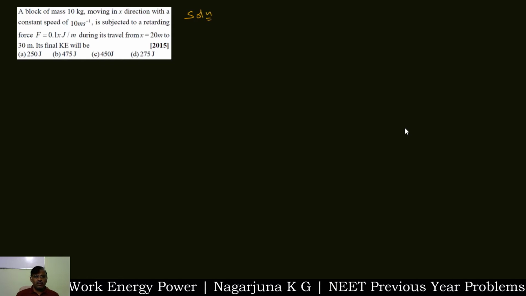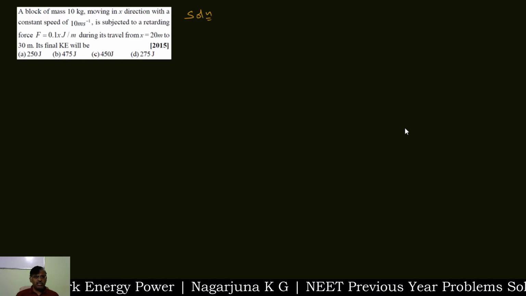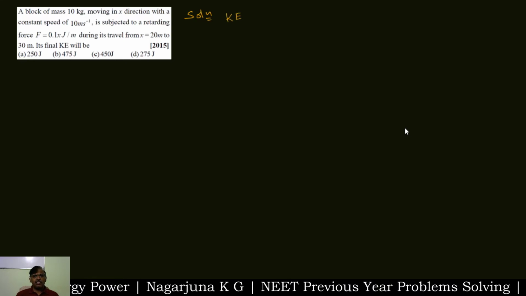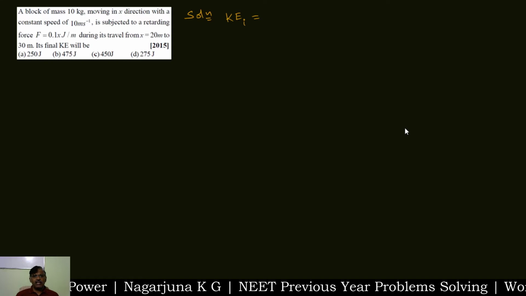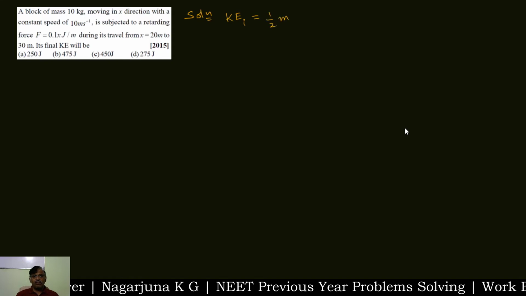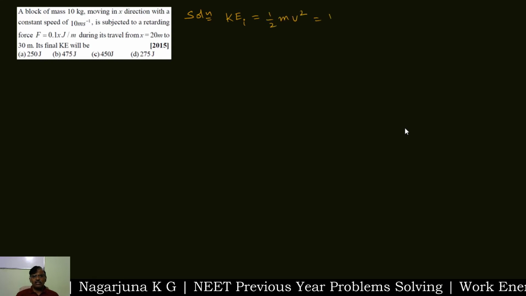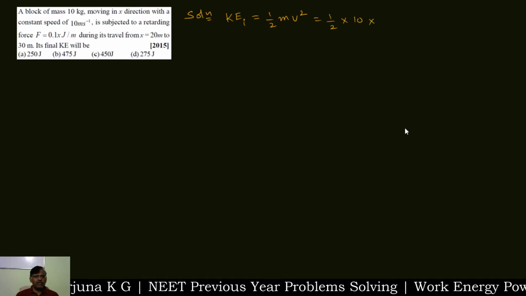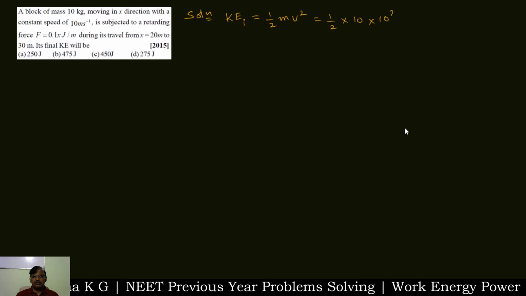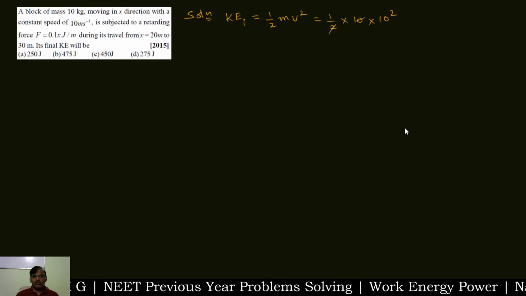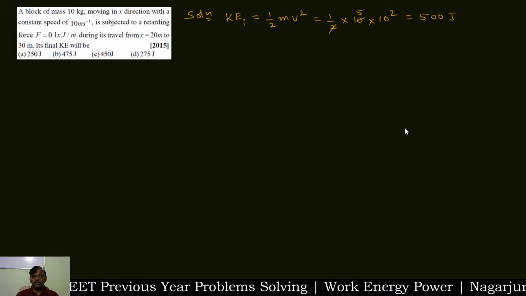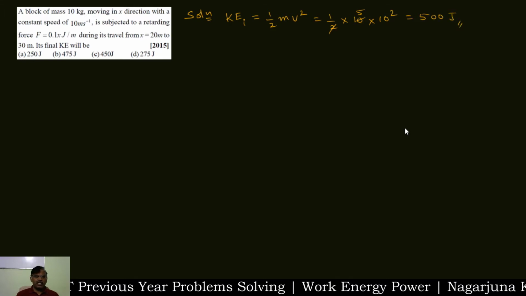Solution. Let us first assume that mass is given, velocity is given, so we can easily estimate the initial kinetic energy. KEi is equal to half mv squared, that is half into 10 into 10 squared. So here half into 10, 5 into 10 squared is 500 joules. This is the initial kinetic energy.